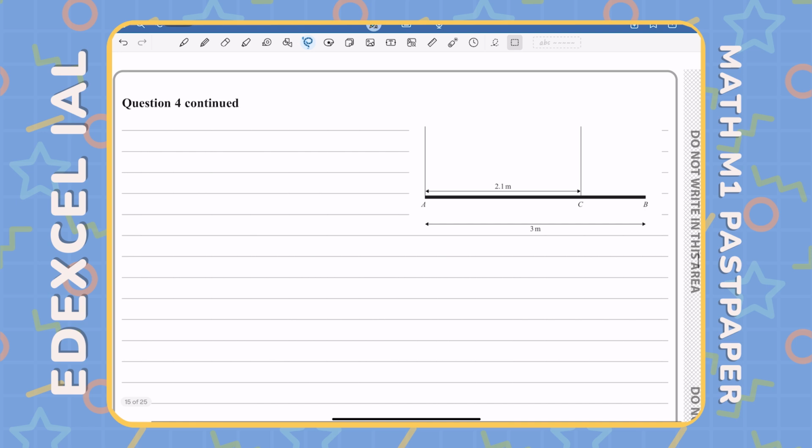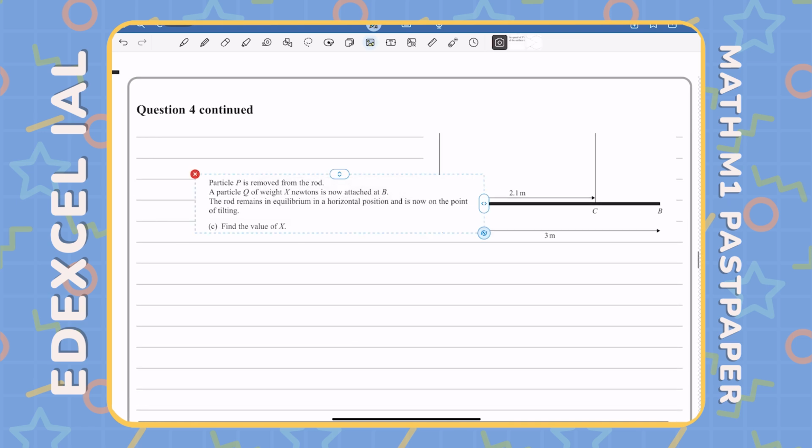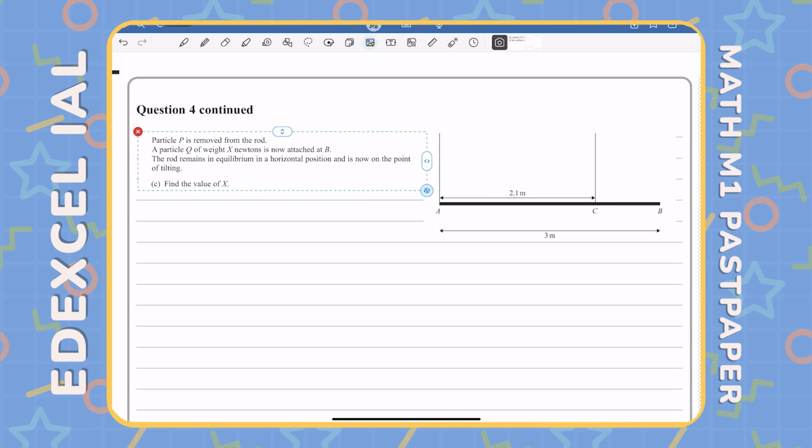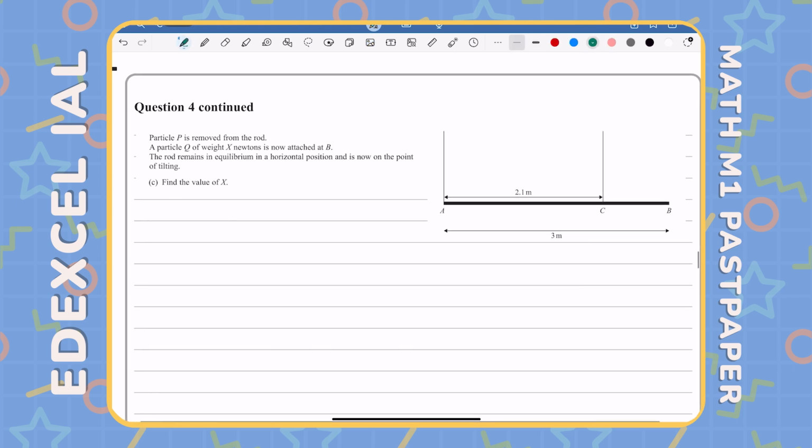So part C says that particle P is removed from the rod. Particle Q of weight x newtons is now attached at P. Okay, so let's mark that. At B, we now have another particle, particle Q, and its weight is x newtons. Now the rod remains in equilibrium in a horizontal position and is now on the point of tilting.